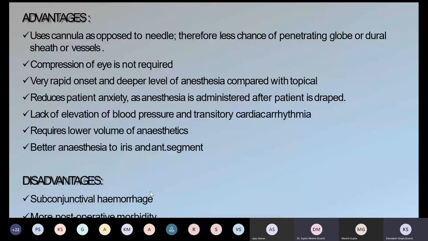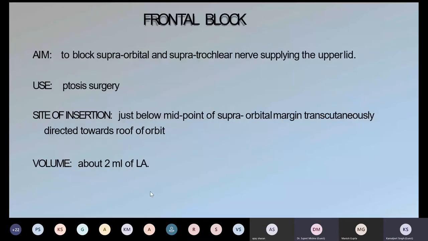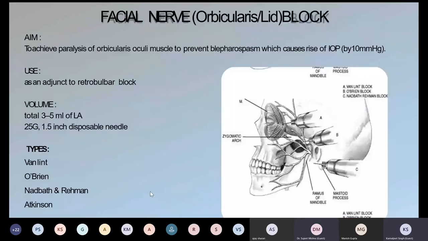Frontal block is required for supra-orbital areas. These are for ptosis surgery, so I don't need to discuss all this. And facial nerve block, two blocks, can be asked in questions. There, 3 to 5 mL is used. There are two techniques that we use, the Van Lint technique and the O'Brien technique. These are the two common techniques for giving facial block.